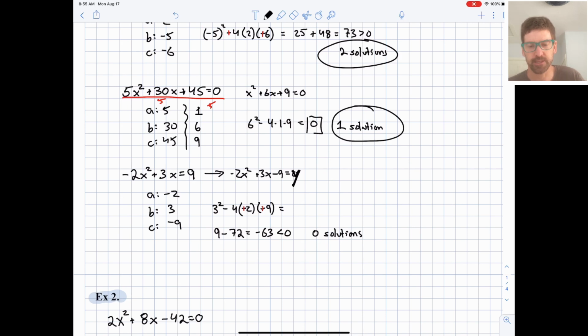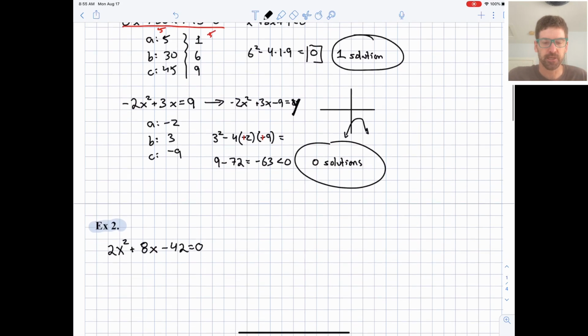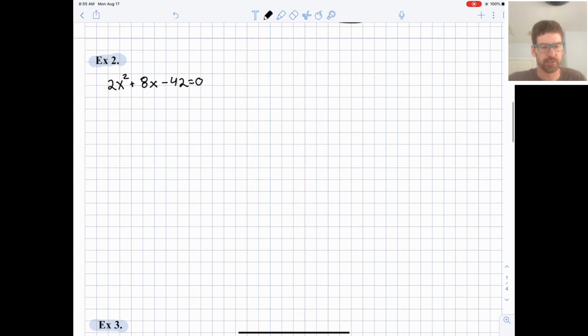This parabola opens down, so very roughly it would be something like that. Okay, so it would never intersect the x-axis. There are no solutions. All right, let's move on and actually solve some equations.